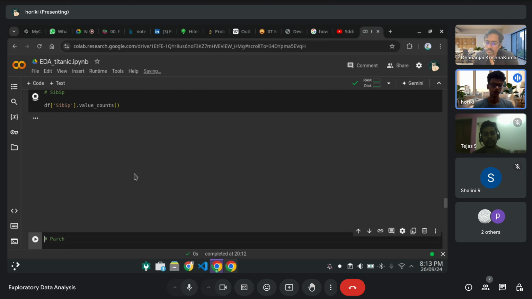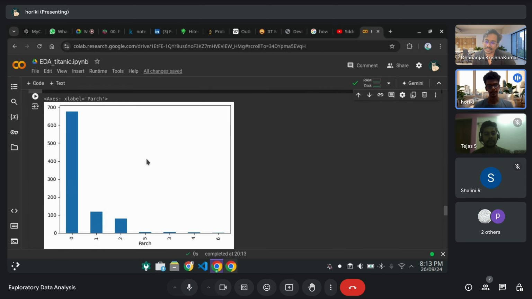Now we see how many people traveled with siblings or spouse. Almost 600 people traveled alone. About 200 people traveled with at least one sibling or spouse. And as you go down, only about 5 people traveled with 5 siblings slash spouse.